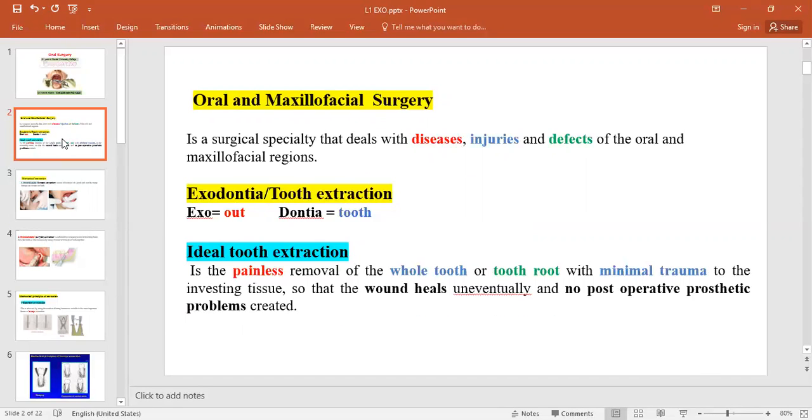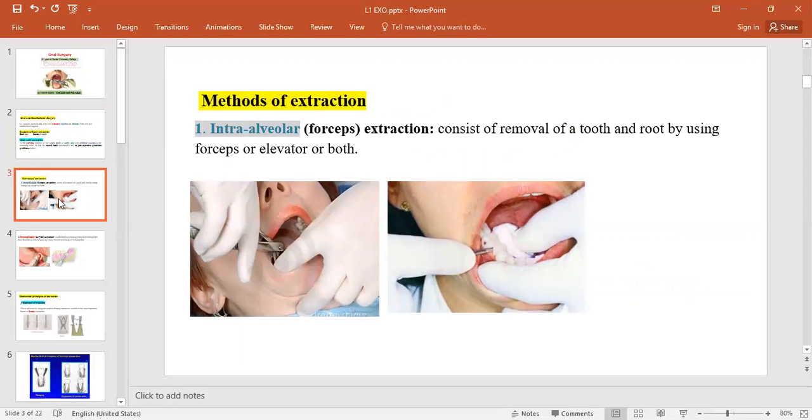We have now the methods of extraction, how we extract the tooth. We have intra-alveolar, or forceps extraction. In this, we remove the tooth or the root using forceps or elevator, or both of them. As you see here, we use forceps, and here an elevator to luxate the tooth prior to the use of forceps.